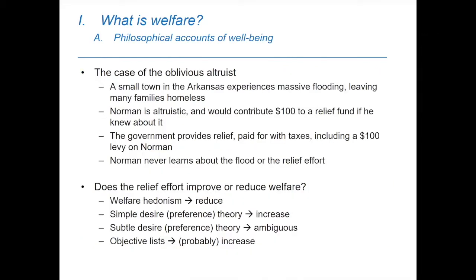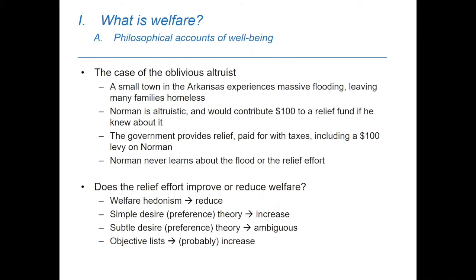To understand the sometimes conflicting implications of these various schools of thought, it helps to consider an example. And to that end, I will introduce an example that I call the case of the oblivious altruist. Imagine that a small town in Arkansas experiences massive flooding, leaving many families homeless.